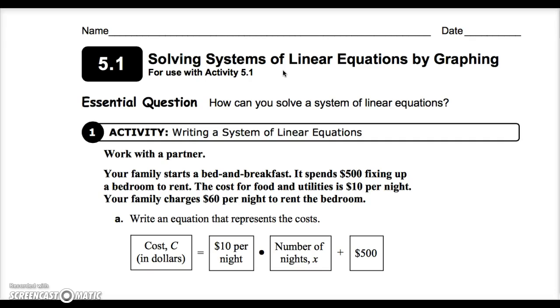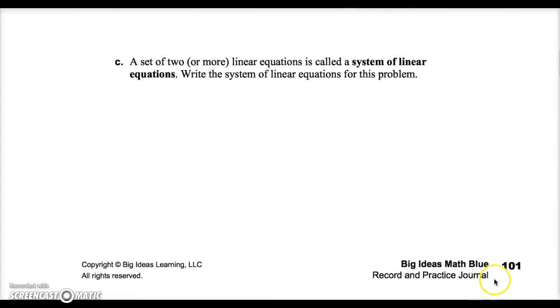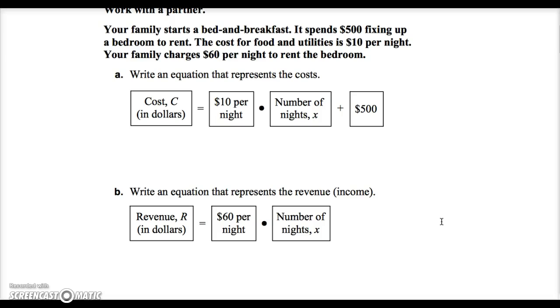So with this first one, we're going to jump into an example, and then we're going to actually look at what it means to be a system of linear equations. So in your workbook, you have the start of 5.1, and we are on page 101. If you look at activity 1, it says, your family starts a bed and breakfast. It spends $500 fixing up a bedroom to rent. The cost for food and utilities is $10 per night. Your family charges $60 per night to rent the bedroom.